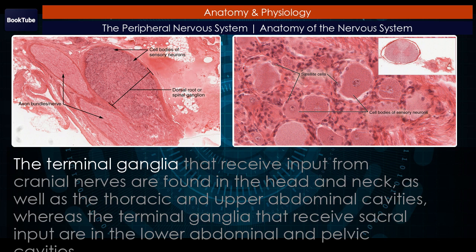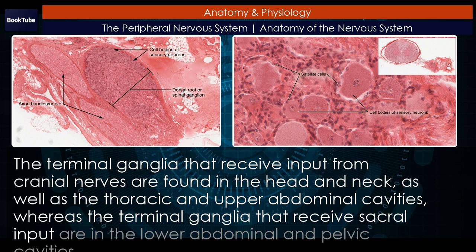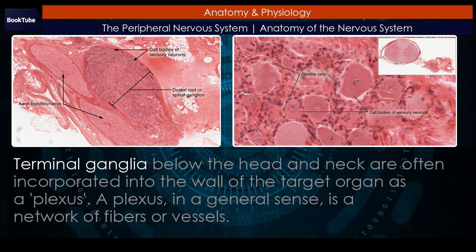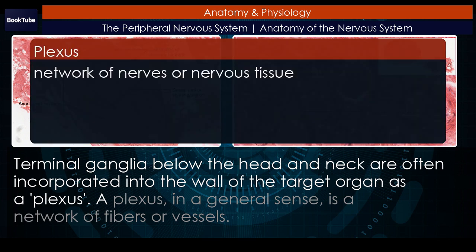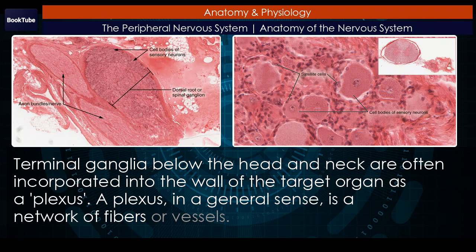The terminal ganglia that receive input from cranial nerves are found in the head and neck, as well as the thoracic and upper abdominal cavities, whereas the terminal ganglia that receive sacral input are in the lower abdominal and pelvic cavities. Terminal ganglia below the head and neck are often incorporated into the wall of the target organ as a plexus. A plexus, in a general sense, is a network of fibers or vessels.